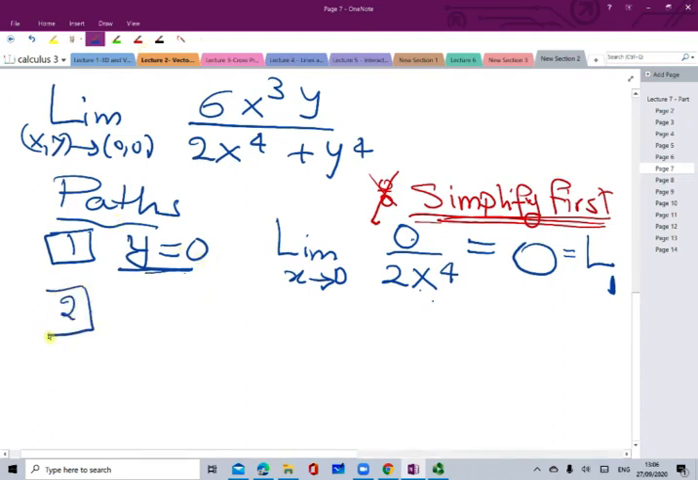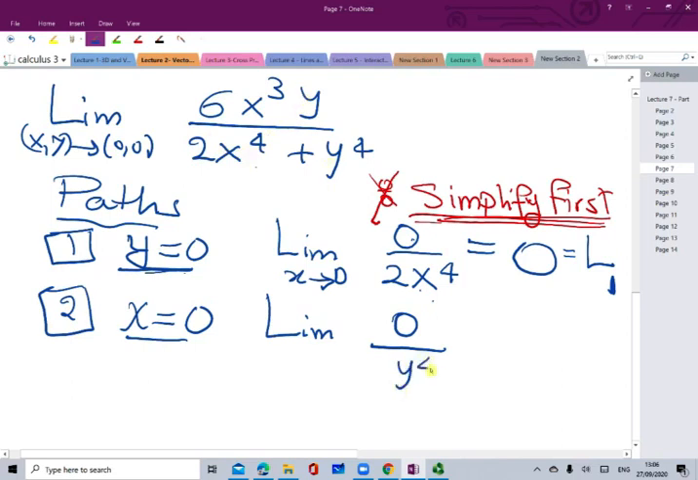Then I'll have to do another job, take another path, say along the y-axis, where x is equal to 0. Then I'll end up with the limit of 0 over y to the power 4, substituting x equals 0 in the function. Now this is a limit in variable y. Let's do the job, simplify first, and I'll have 0, another value.